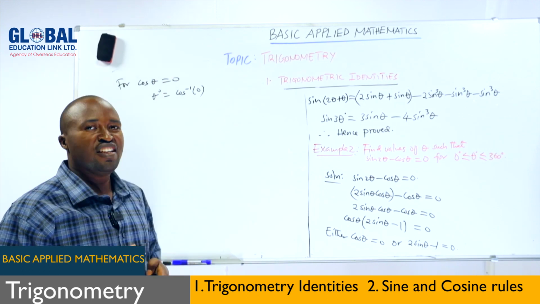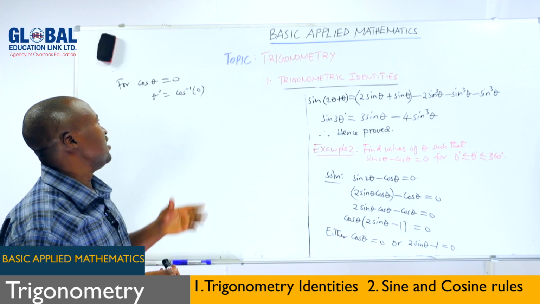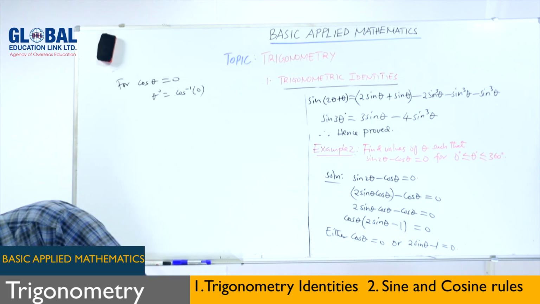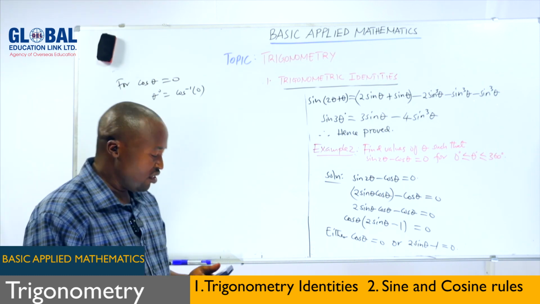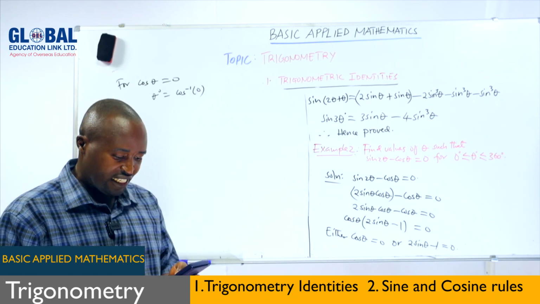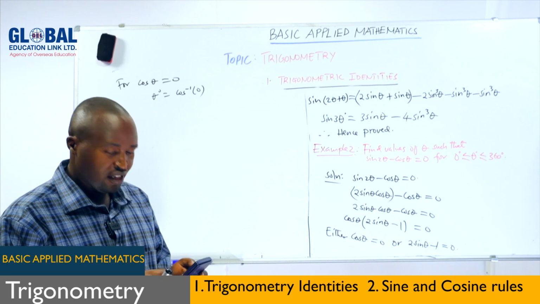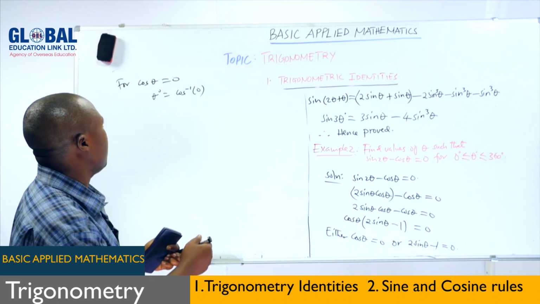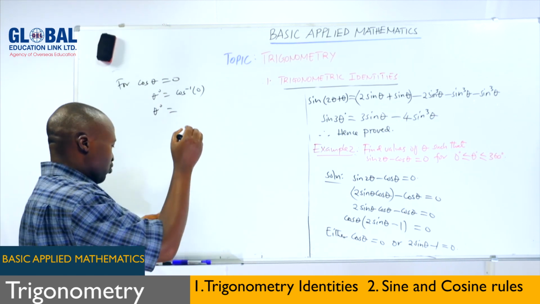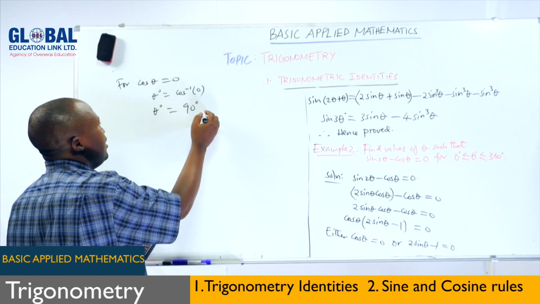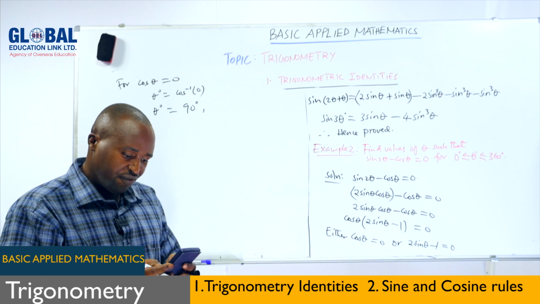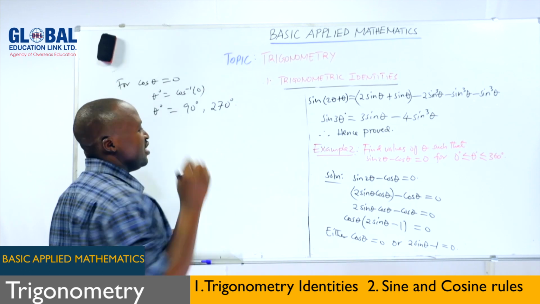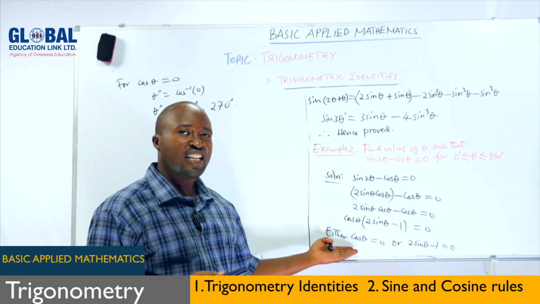Theta is equal to cos inverse of 0. Then just use your calculator to find the angle theta. By using your scientific calculator, that is cos inverse of 0, theta will be equal to 90 degrees, or the next angle will be 270. That is for cos theta is equal to 0.